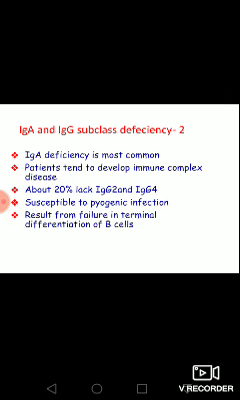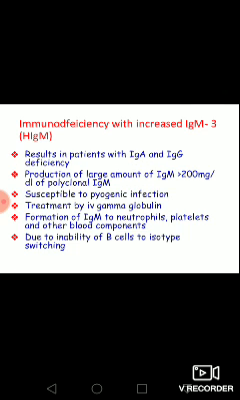As regards immunoglobulin A or immunoglobulin G subclass deficiency, the most common one is immunoglobulin A deficiency. The persons here can develop immune complex diseases, and also about 20% lack immunoglobulin G2 and G4. They are susceptible to pyogenic infections, and usually the problem is failure of terminal differentiation of B cells.